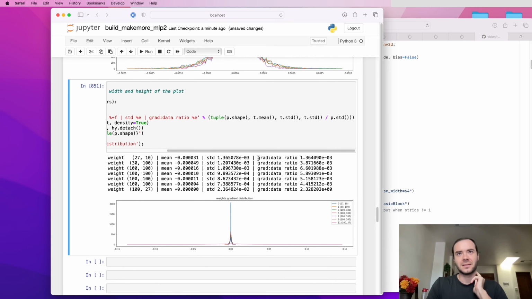And then the last thing here is the gradient to data ratio. So sometimes I like to visualize this as well, because what this gives you a sense of is the scale of the gradient compared to the scale of the actual values.